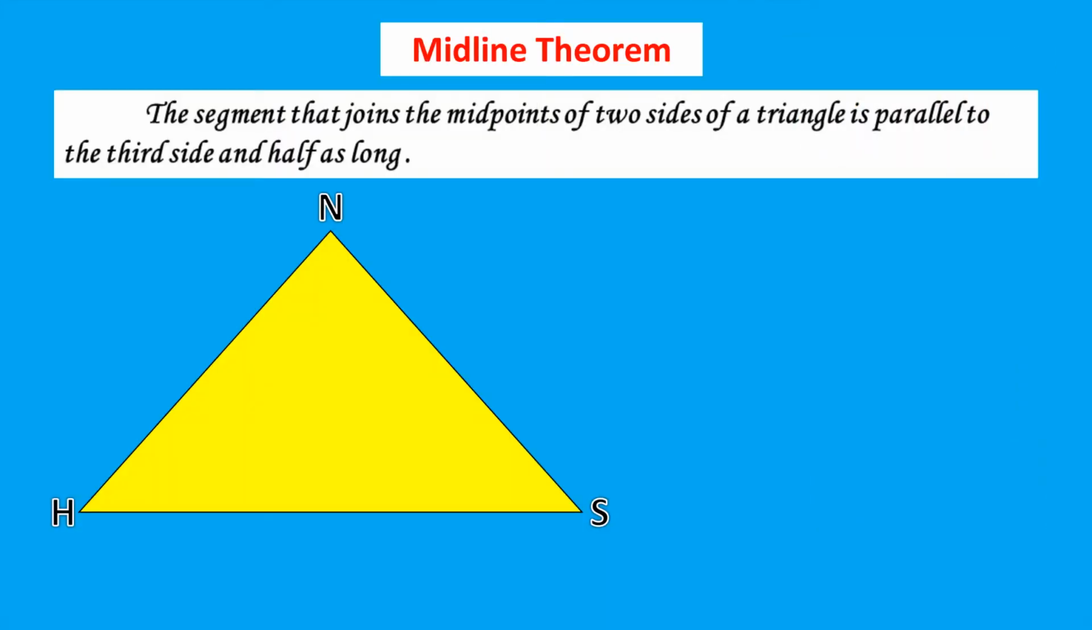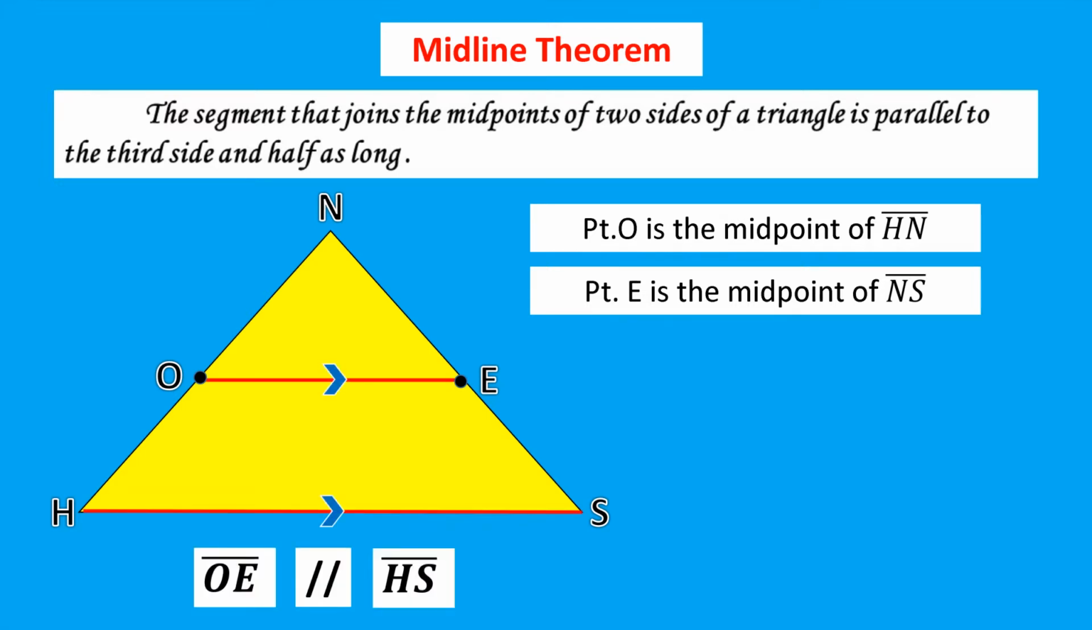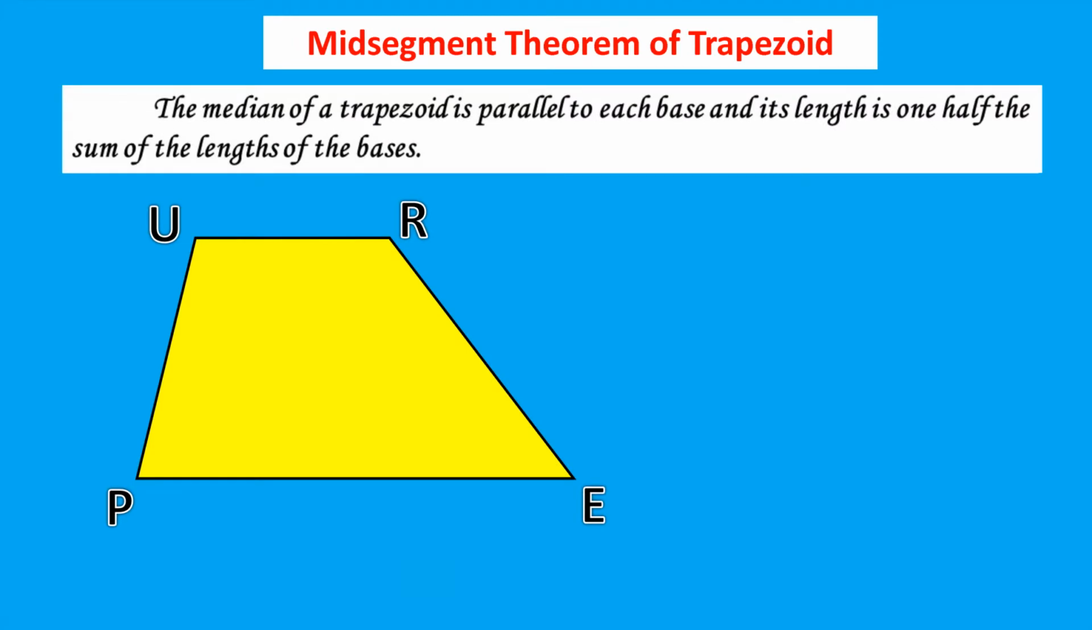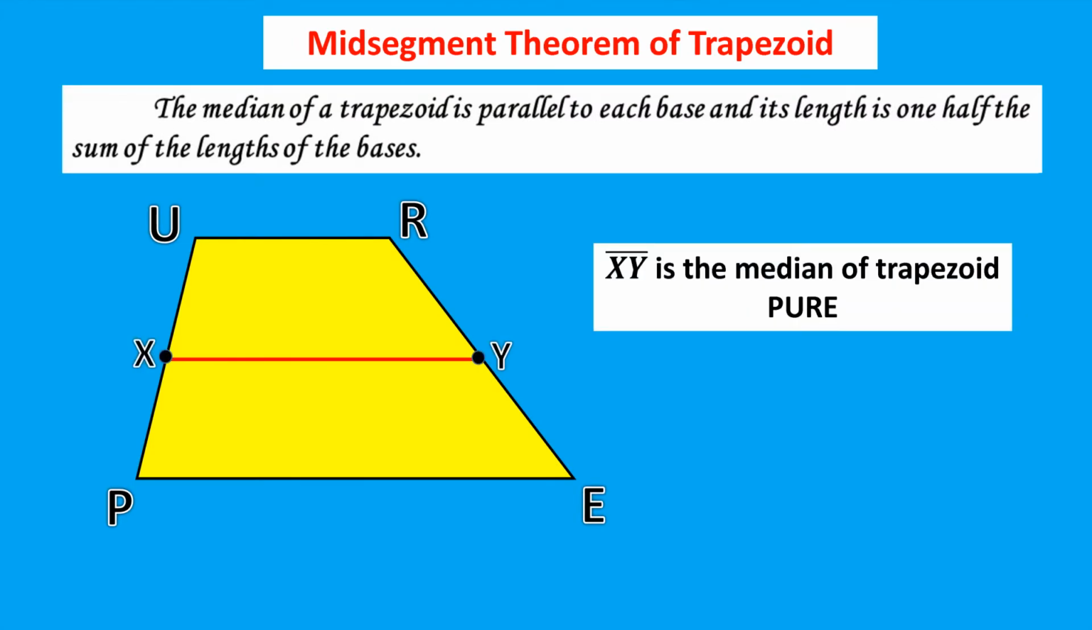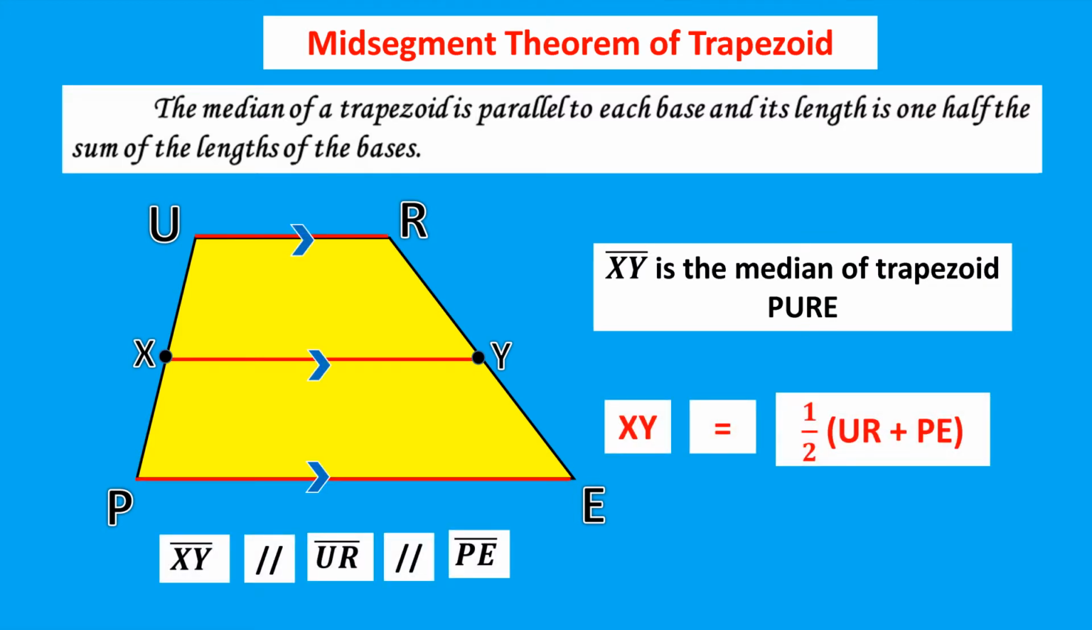The midline theorem states that the segment that joins the midpoints of two sides of a triangle is parallel to the third side and half as long. This leads to the mid-segment theorem of trapezoid, which states that the median of a trapezoid is parallel to its bases and its length is 1/2 the sum of the lengths of the bases.